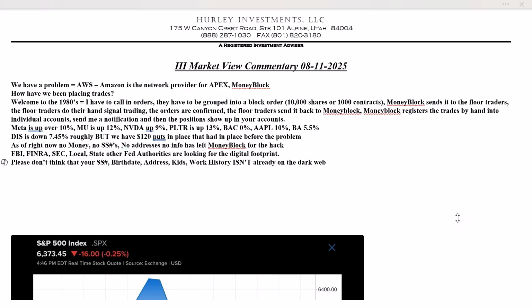So, Kevin, nobody has left accounts. Nothing has left accounts. Right now, no email addresses, social security numbers, birth dates, address, kids, work history, license numbers. Nothing was left.